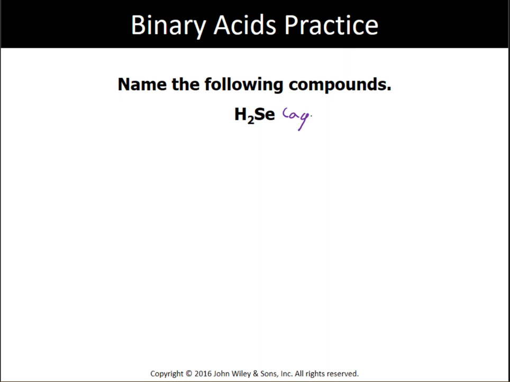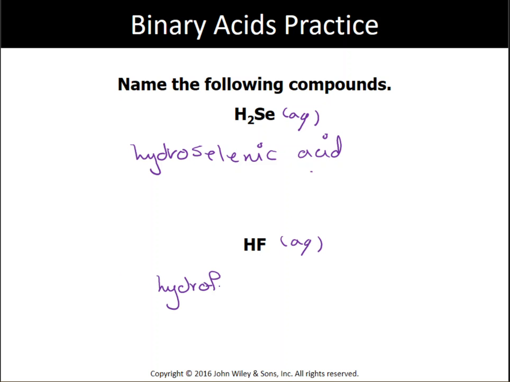H2Se, assuming that you have a solution of this. The formula starts with hydrogen. It's in an aqueous form. It's binary, so this is a binary acid. To name this, it's going to be hydroselenic acid. A solution of HF becomes hydrofluoric acid.